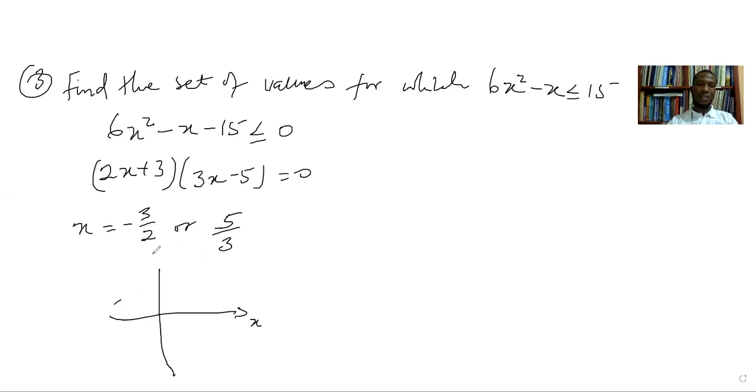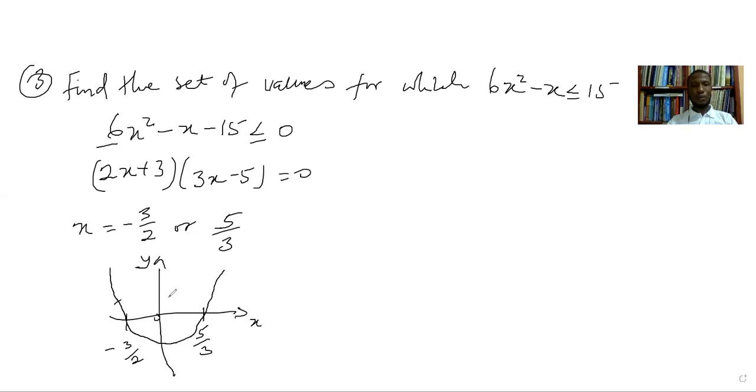So let's sketch our axis quickly. Our x-axis here, our y-axis here, and the negative one will be to the left of the y-axis, so -3/2, and then the positive one, +5/3, will be to the right because it is positive. Then number 2, the nature of the curve. This is obviously a minimum turning point because our a is +6, which is greater than 0. So our curve will look like a U.